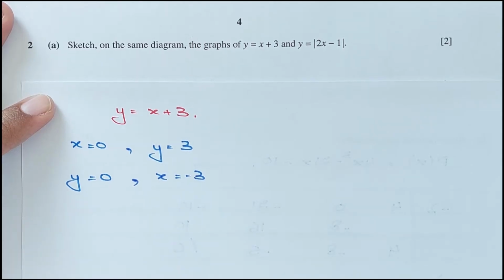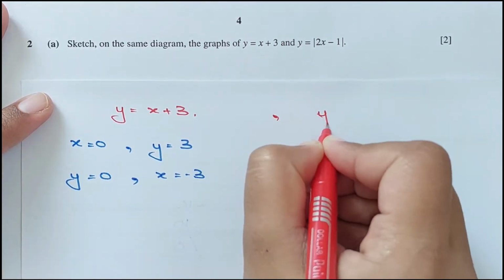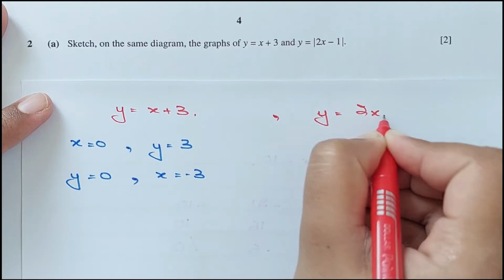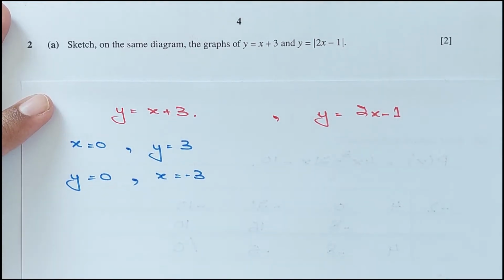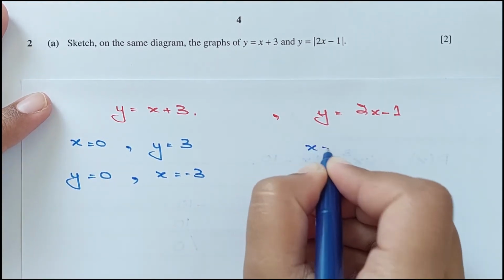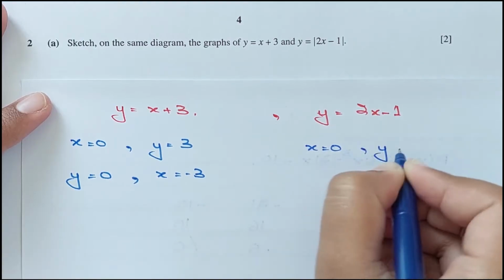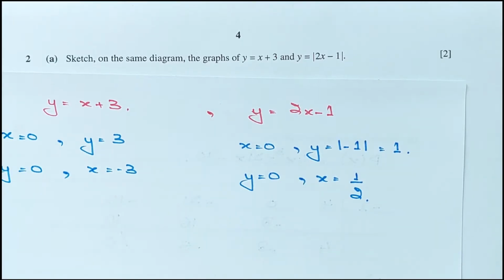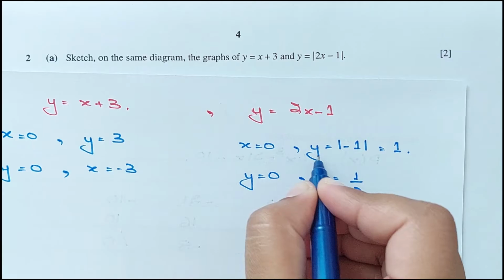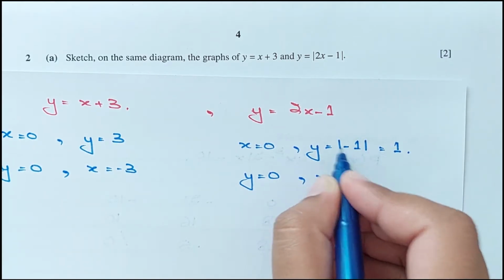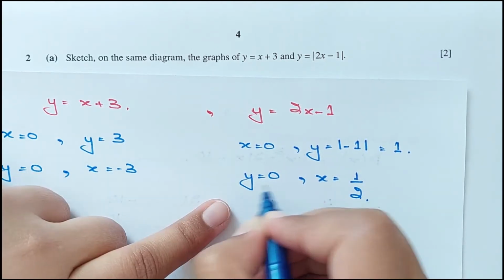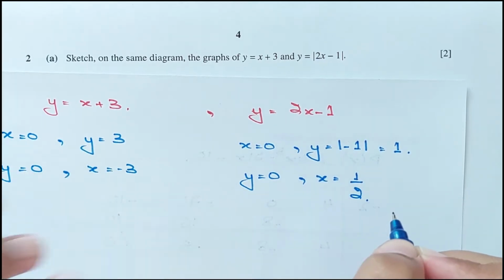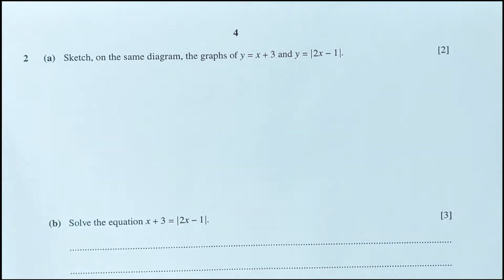Right, now considering the second function without absolute, we have y equals 2x minus 1, finding the x and y intercept. So when x is equal to 0, y is negative 1. So the absolute of negative 1 is 1. And when y value is 0, x is 1 by 2. Right? Now let me sketch the graph.